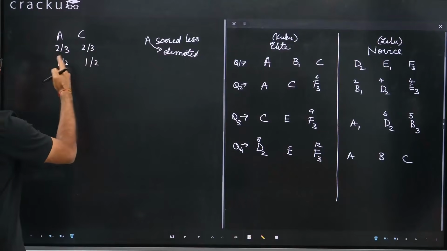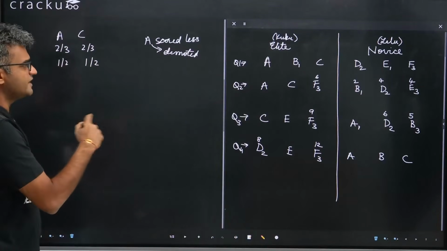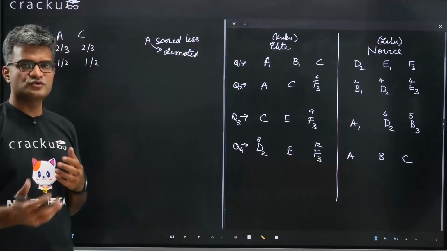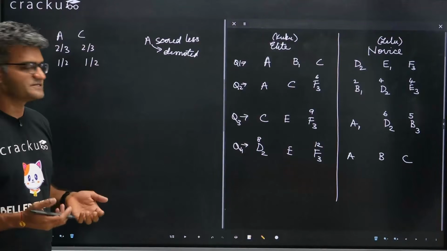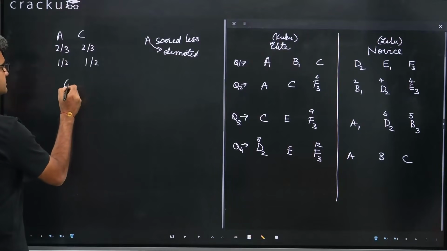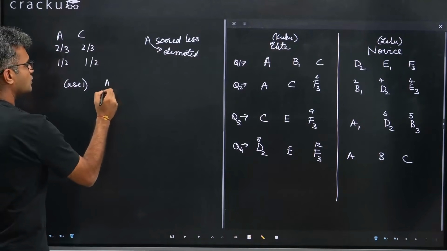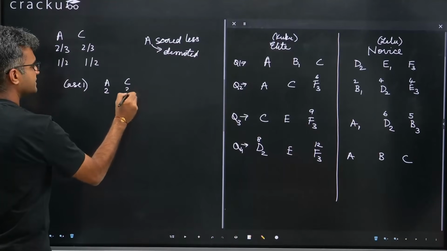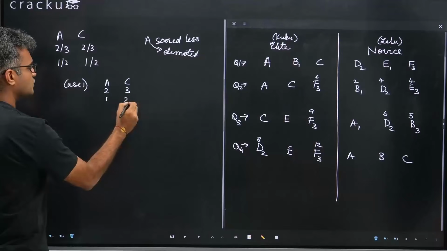Now in the first round, A and C scored 2 and 3 in some order. In the second round, A and C scored 1 and 2 in some order. So how do you figure out who scored how much in each of the 2 quarters? So basically there will be 4 cases. In the first case, A scored 2, C scored 3 in the first quarter, and A scored 1 and C scored 2.